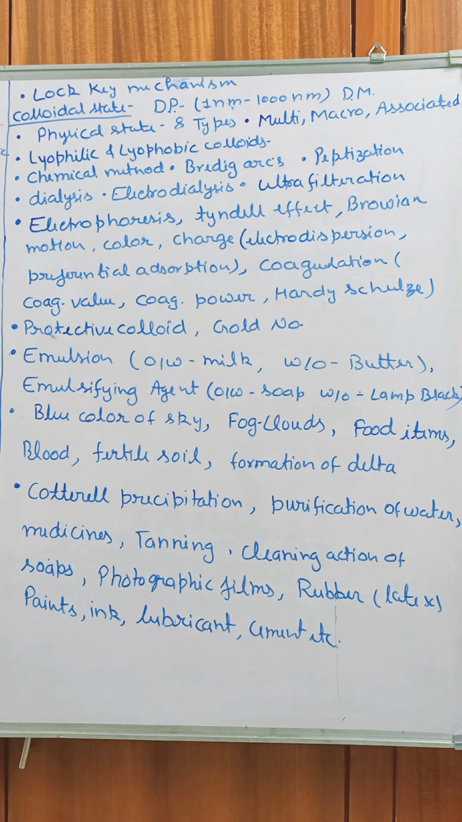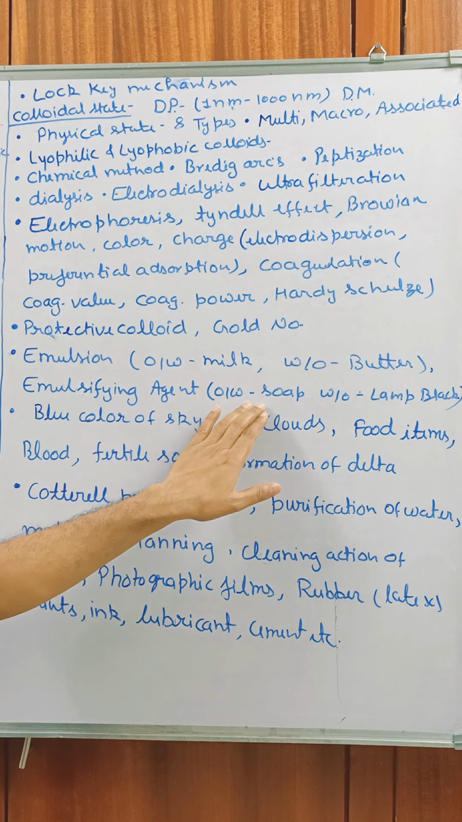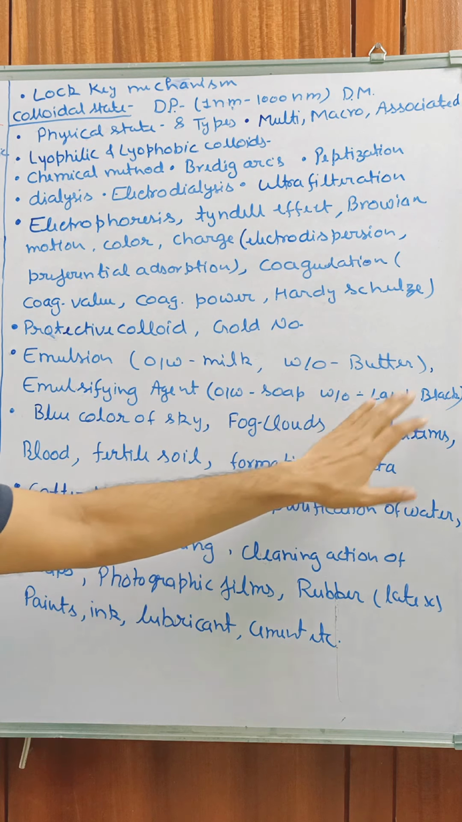Emulsifying agent. Look, coconut oil is not miscible in water. So what we have to do to make them miscible is add an emulsifying agent. For an O/W type emulsion we can use soap, and for a W/O type emulsion we can use lamp black.